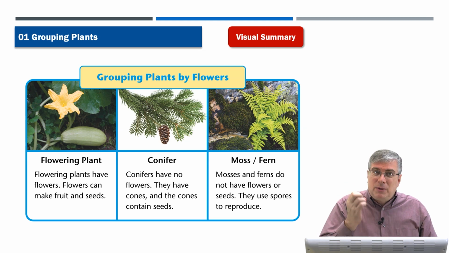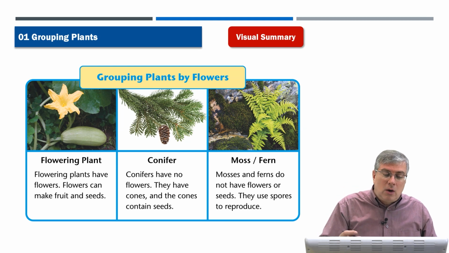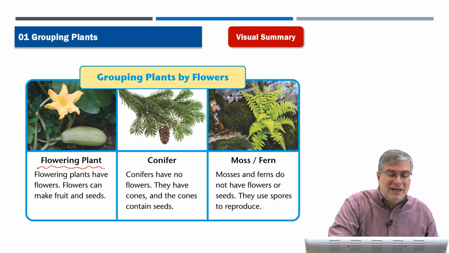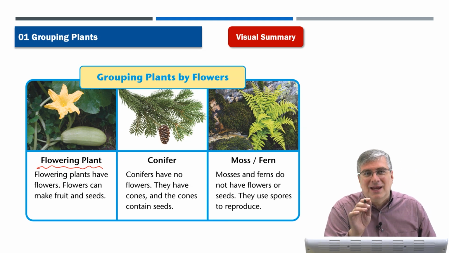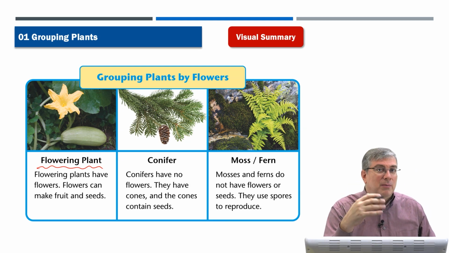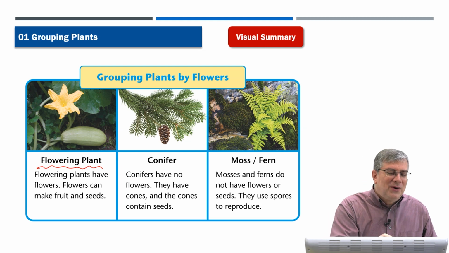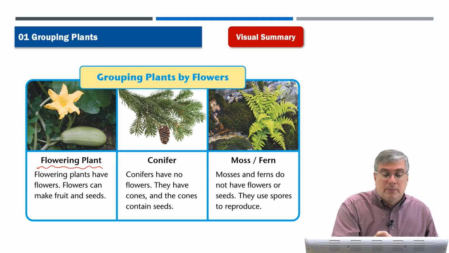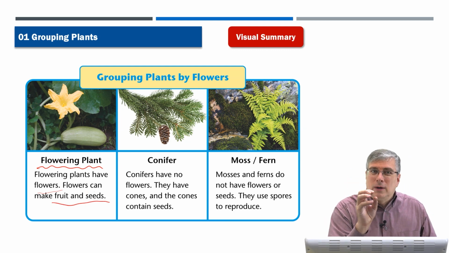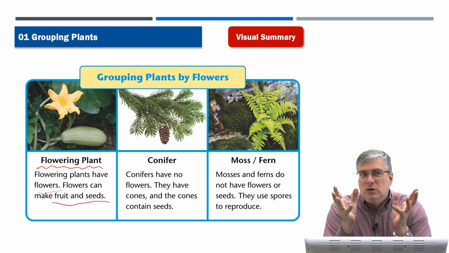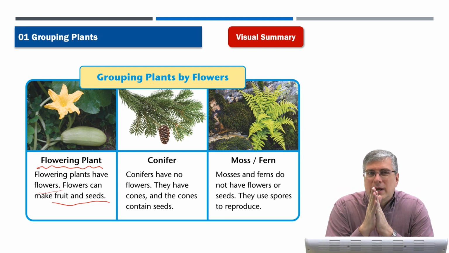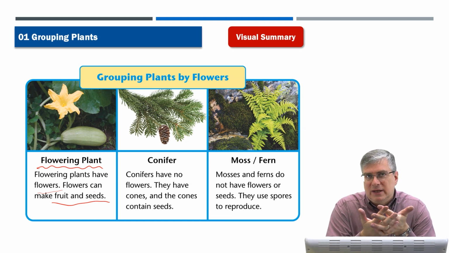If a plant creates a flower, they call those flowering plants. Now, that's not the scientific name, but that's an easy way for us to remember, most ordinary people. Flowering plants obviously have flowers. Flowers can make fruit and seeds. So that's important. All plants reproduce. So scientists will look at plants to see how they reproduce, and plants will reproduce in different ways.